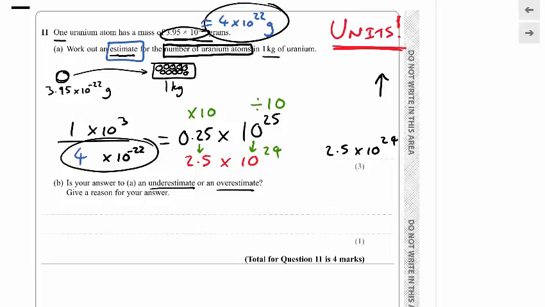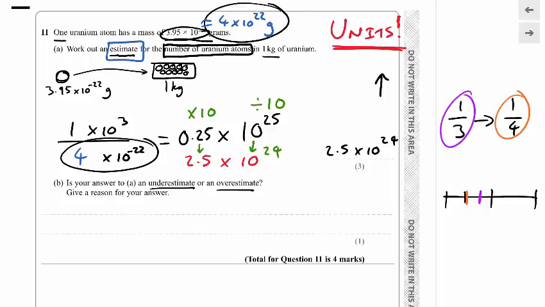If, for example, I had a third and I changed it into a quarter, what's bigger, a third or a quarter? Let's plot it on a number line. There's a quarter here, and a third is here. So by rounding up, I'm ending up with an answer which is less than the true value. You have to think where I rounded up. I rounded up in the denominator, so I made the denominator bigger, which means I made the overall number smaller. There's a third, there's a quarter. So I made the overall number smaller.